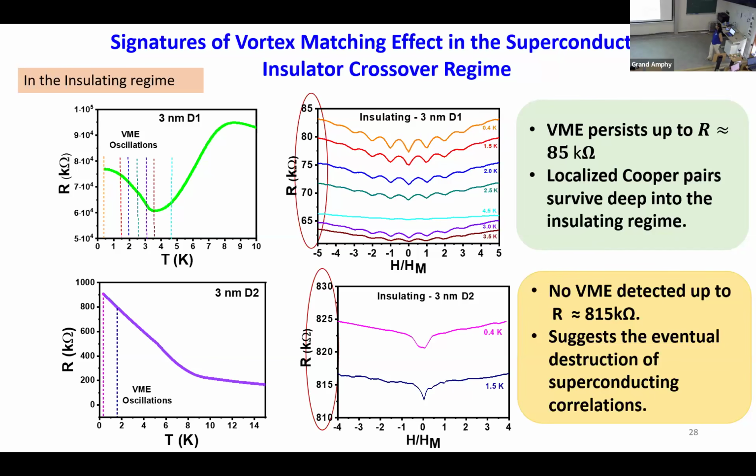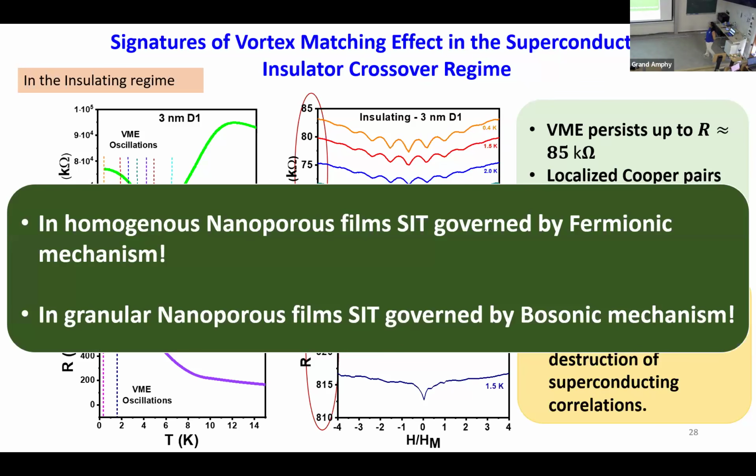So which shows that you have the localized pairs which survive deep in the insulating regime. However, in the 3 nanometer films, of course, we see those signatures, which means that the destruction is not in the Cooper insulating regime. So this is the take-home message. In homogeneous nanoporous films, SIT is governed by a fermionic mechanism, and in granular nanoporous films, SIT is governed by the bosonic mechanism.